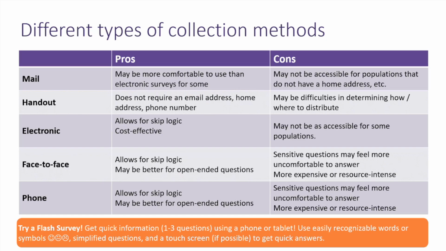When it comes to doing a handout, you don't need an email address, you don't need a home address or a phone number, but it also might be difficult in determining, where are you going to be distributing this? How are you going to be finding folks and handing it out to them?